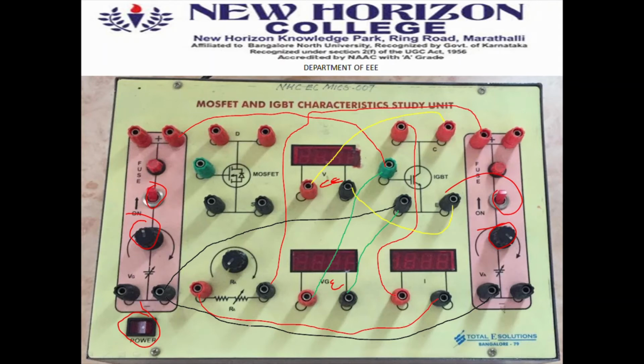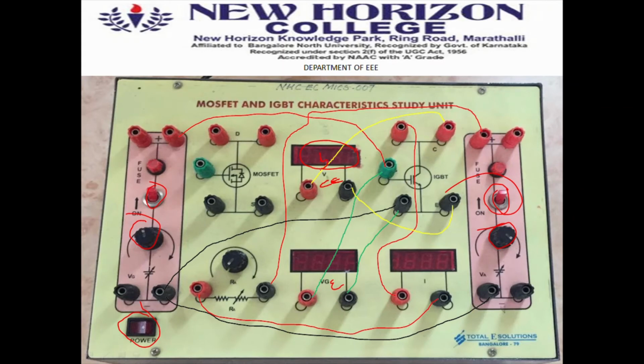First I'll switch on this particular switch. After switching it on, vary this knob, vary this voltage source. By varying this voltage source, set some value of voltage between collector and emitter.